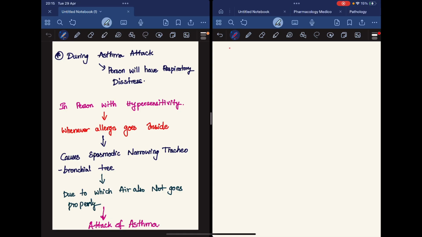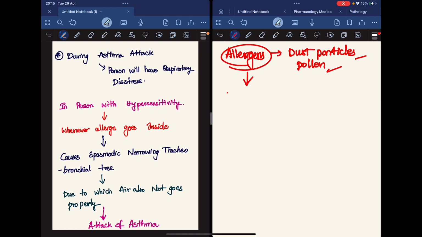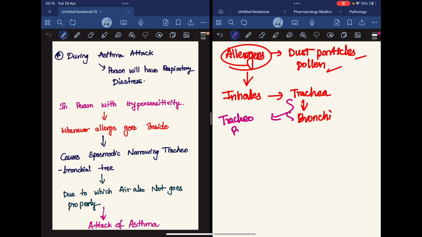Asthma is caused by allergens. Allergens can be dust particles or pollen grains, anything it can be. Whenever the person inhales the allergens, they enter the trachea through the respiratory tract, then the bronchi. So in short, the allergen enters the tracheobronchial tree.